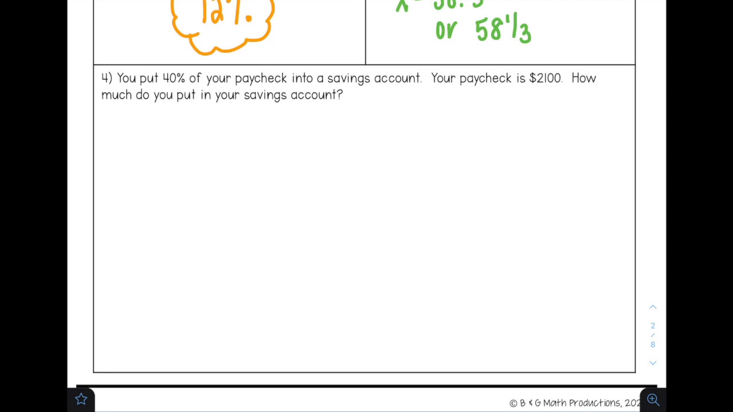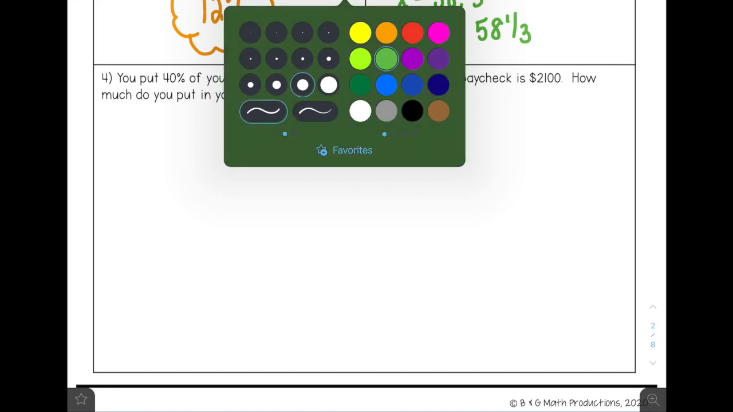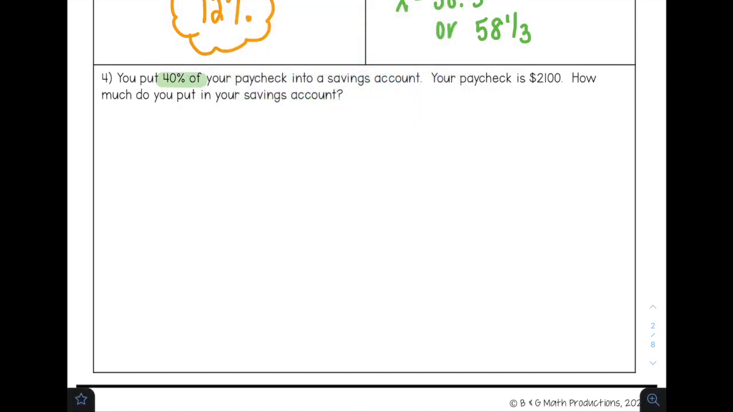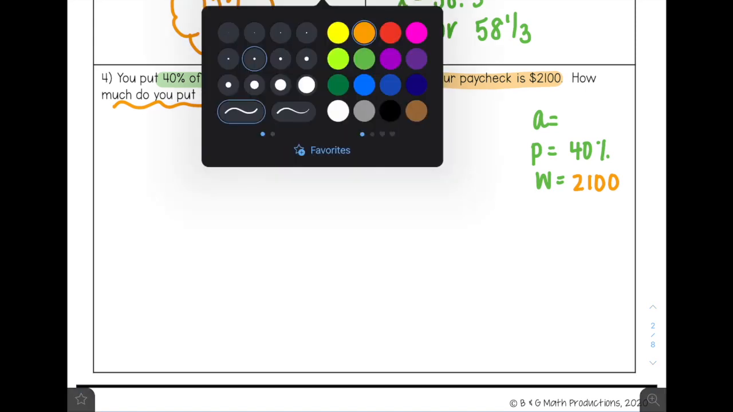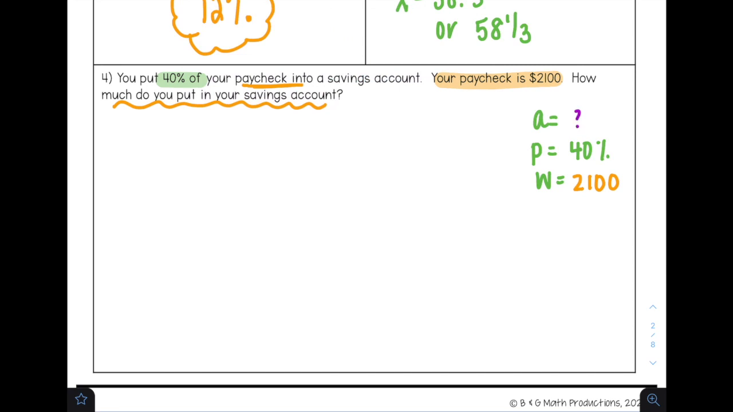Okay, so here we're going to take 40%. So we already know a percentage. And you could always write this in the corner, A equals P times W. Okay, so we have our percent, which is 40%. I'm writing it down. Then we have the whole value that we're going to be given. Your paycheck is the whole entire value, 2,100. And then we want to know how much you put in the savings. So part of it is going to be in the savings account. So that's what we're missing. We don't know what A is going to be. That is our missing part.